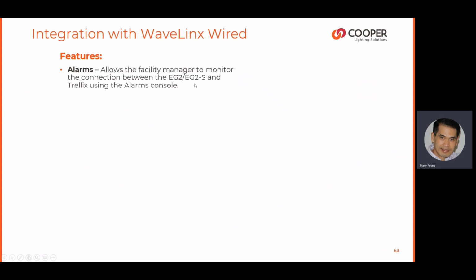You're not going to get any alarm if any device on the WaveLinx Wire system fails. You will not get that. The only time you get an alarm from WaveLinx Wire system is when the EG2 or EG2S loses network connection. That's the only alarm that you will get.